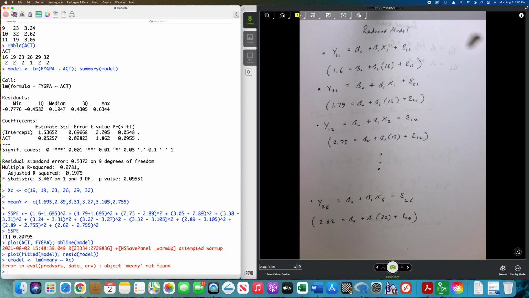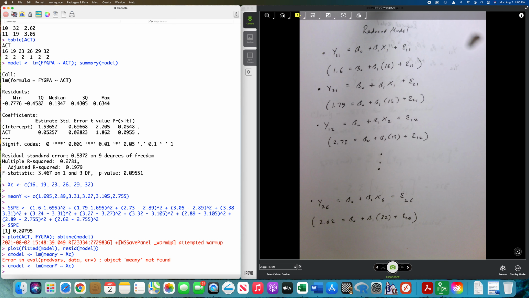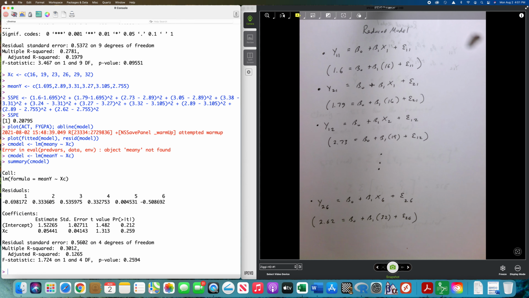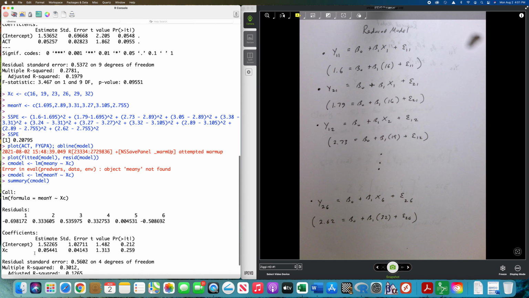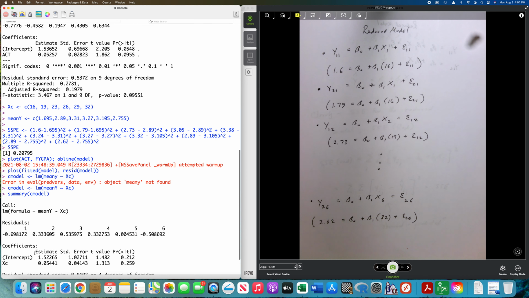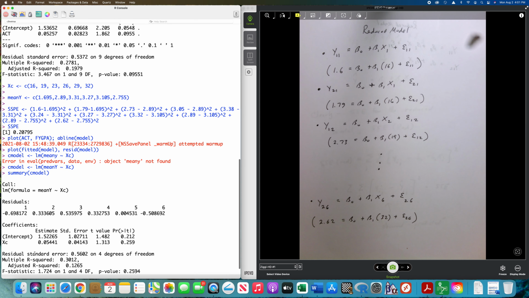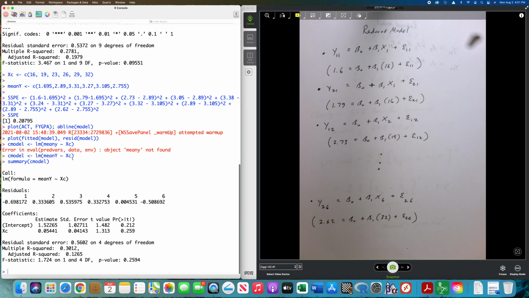Okay, what did I do wrong? Oh, okay. And we can do summary of C model, and we can get our coefficients. Notice our coefficients are different. Not a lot different, but they are. The slope before was 0.053, and now it's 0.054. So not a lot of difference.